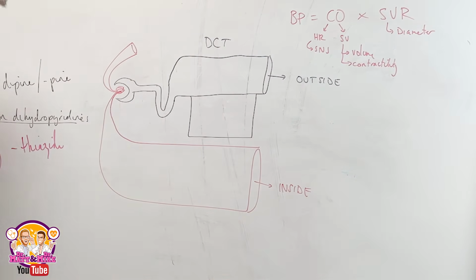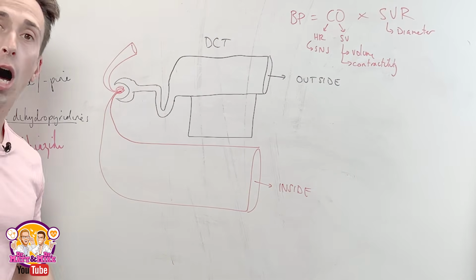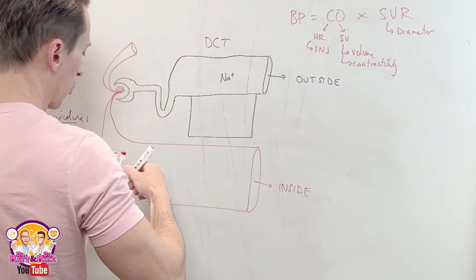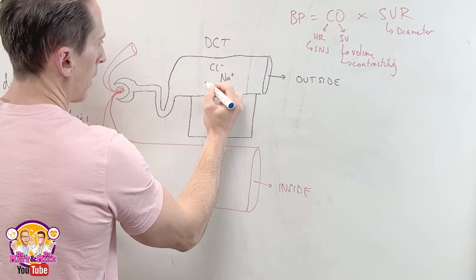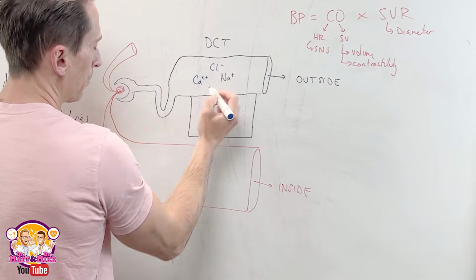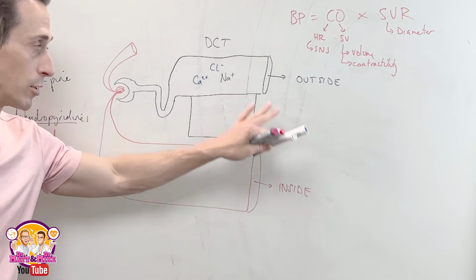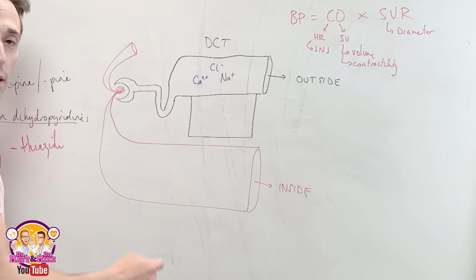So, think about this. You filter all this stuff from your blood. A lot of them are ions like sodium and chloride and calcium, right? Now, most of them get reabsorbed back into the body, inside, so back into the blood vessel. So it goes from the tubules to the cells of the tubules to inside the blood vessel.